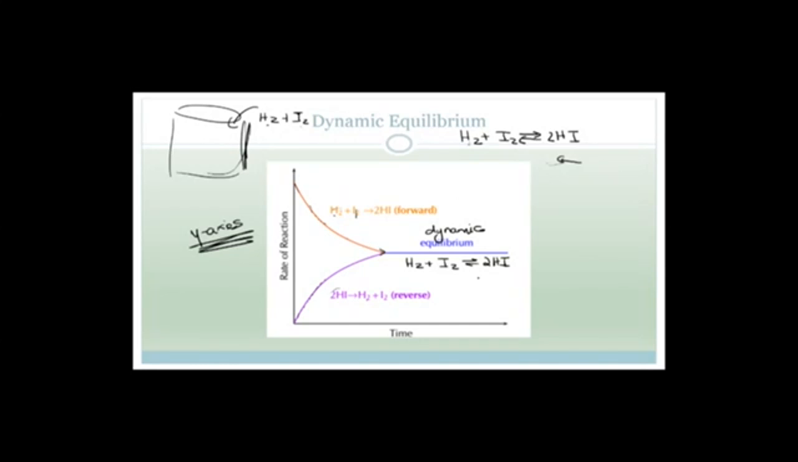So this is a dynamic equilibrium graph, and you need to know that the forward reaction is always the one that comes from the top. Why? Because that's the stuff you started with. So you start off with a very high reaction rate, and then you slow down. Then you start the reverse reaction. It starts at zero because we initially had no product, and then it speeds up, and you get to a point where you end up with dynamic equilibrium.